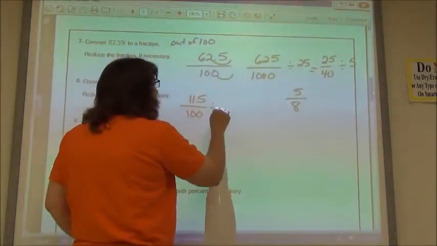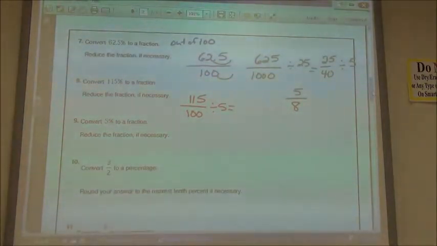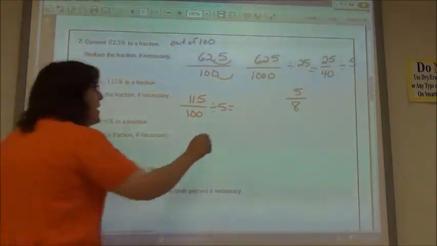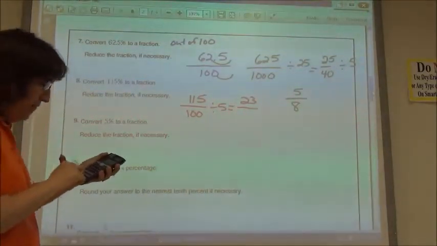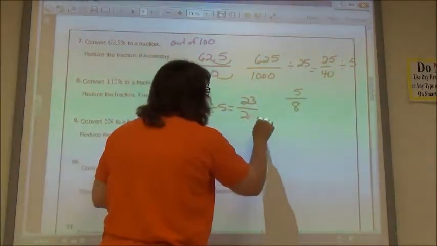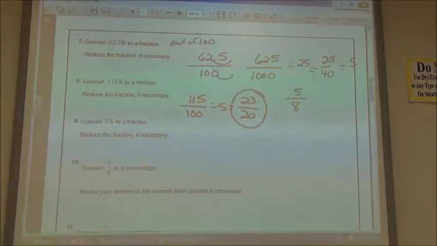So in this case, I'm going to start by dividing by 5 since they're both divisible by 5. 115 divided by 5 is 23. 100 divided by 5 is 20. Now it doesn't say to put it as a mixed number, it just says reduce the fraction. So 23 over 20.